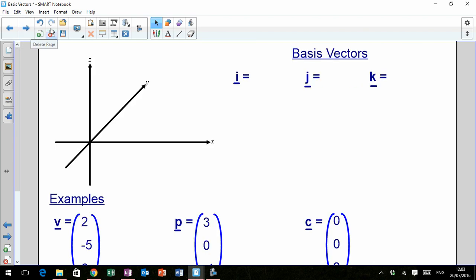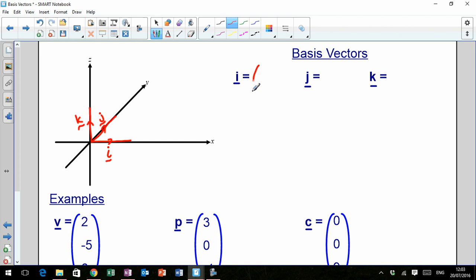Okay, so basis vectors i, j, and k, these are all unit vectors, and on our three-dimensional axis, they each map out one of the axes. So i is a vector that is 1 unit long. It is 1 unit along the x-axis. j is 1 unit long across the y-axis, and k is 1 unit long up the z-axis.